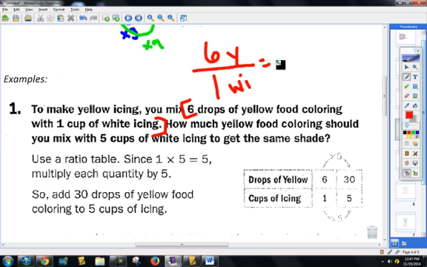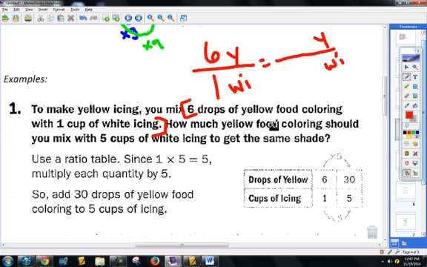Because I know I can set this into a proportion, I know that I'm either going to be given a certain number of yellow drops and be asked how much white icing I will need, or I'm going to be given a certain number of cups of white icing and be asked how many drops of yellow food coloring I need to use. And that's exactly what it does.